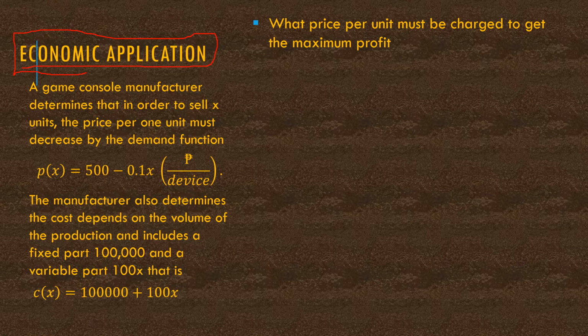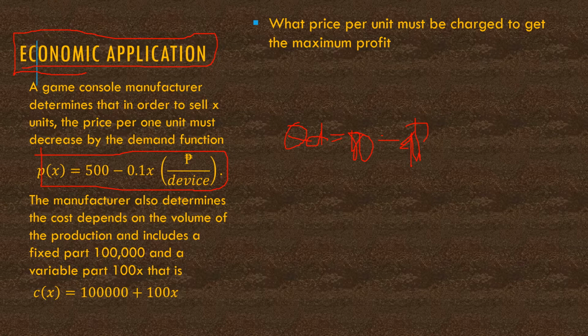A game console manufacturer determines that in order to sell x units, the price per unit must decrease by the demand function. Okay? Wherein the demand function is considered to be this one. Price as the function of quantity. Why is it considered to be a demand function? Akala ko po ba ang demand function is ganito? Quantity is considered to be 100 minus 4p, wherein quantity is a function of price. Now, by looking at the formula itself in here, pwede naman po natin siyang i-interchange to become a price function. This is a quantity demand function.